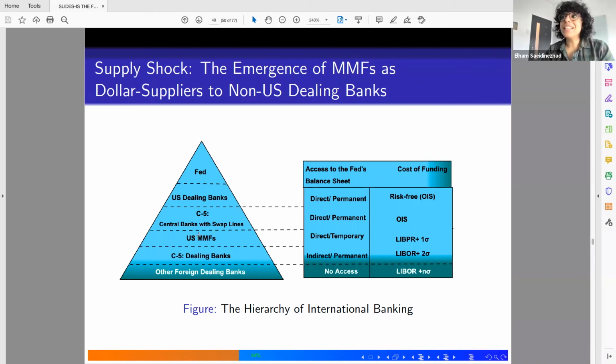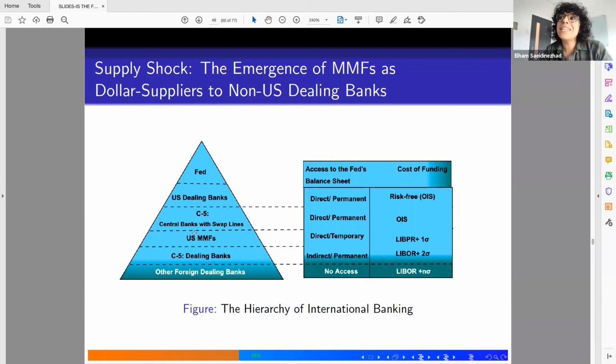So in the third layer of the hierarchy, we do have the C5, which is basically the 5 major central banks that have permanent swap lines with the US central bank, or Federal Reserve. So why do these central banks matter? Because these central banks are able to lend to their own banks at a cost that is as low as the US dealing banks.